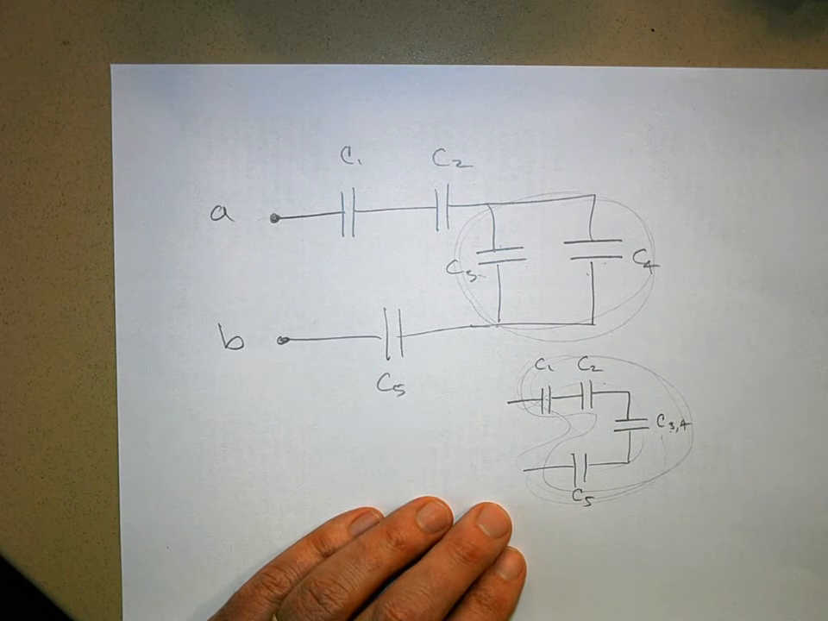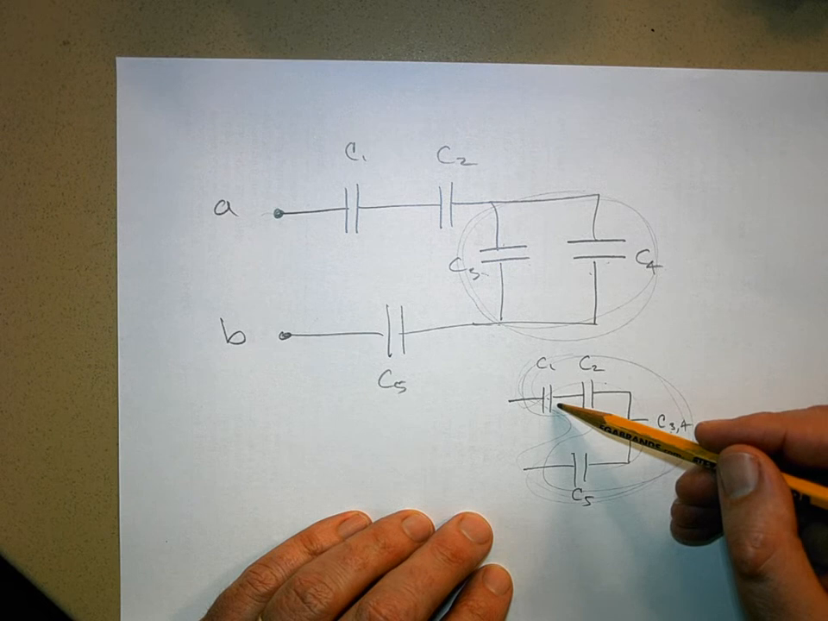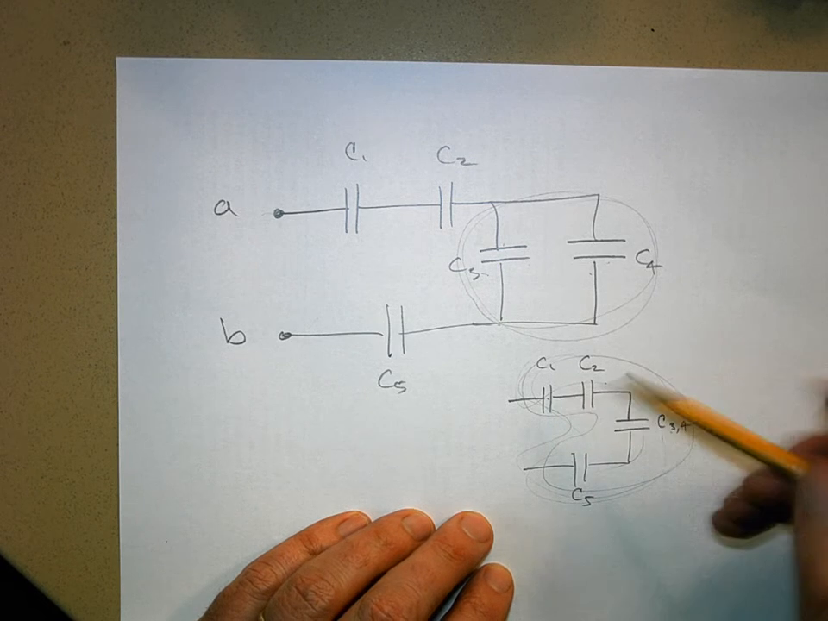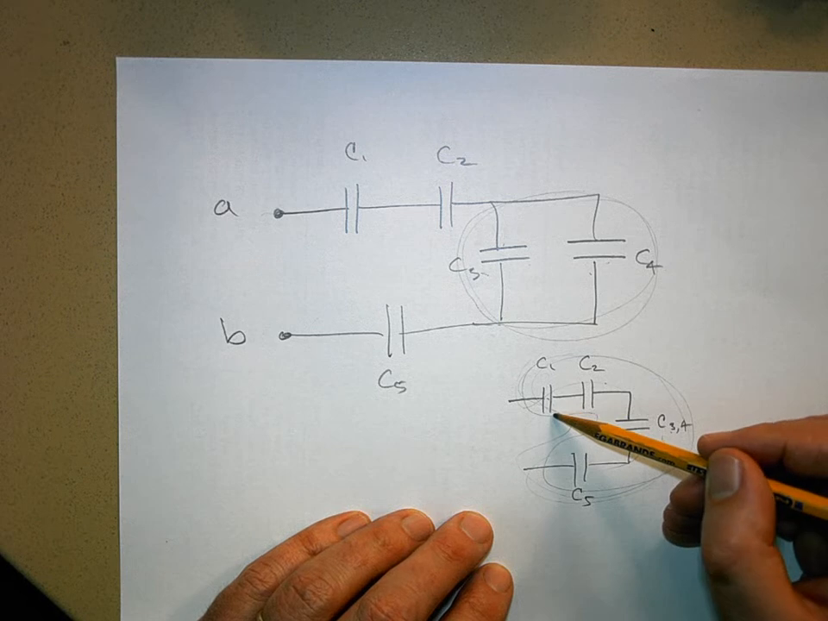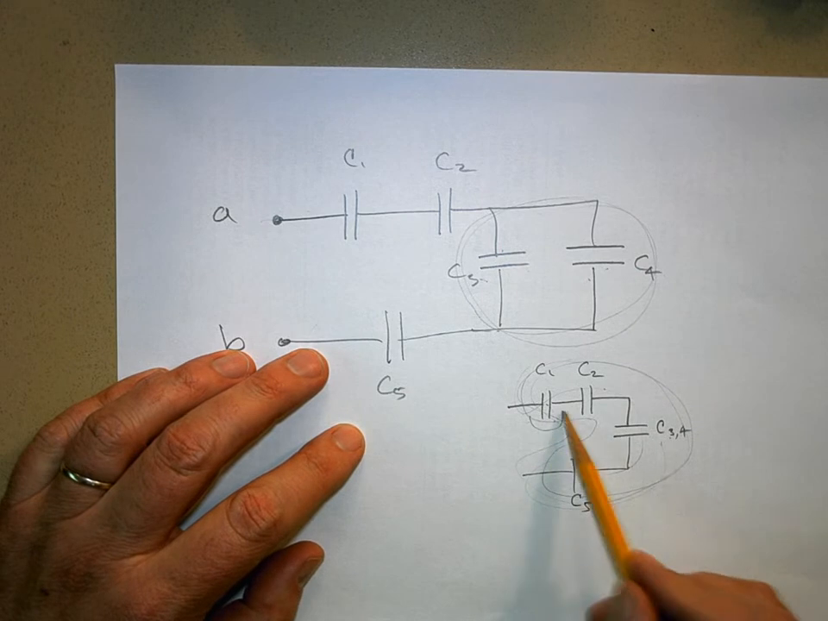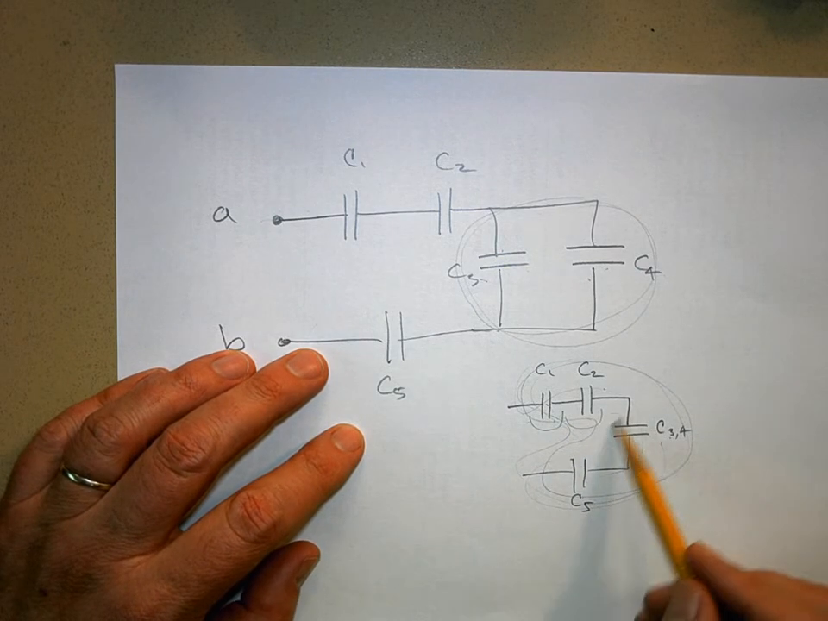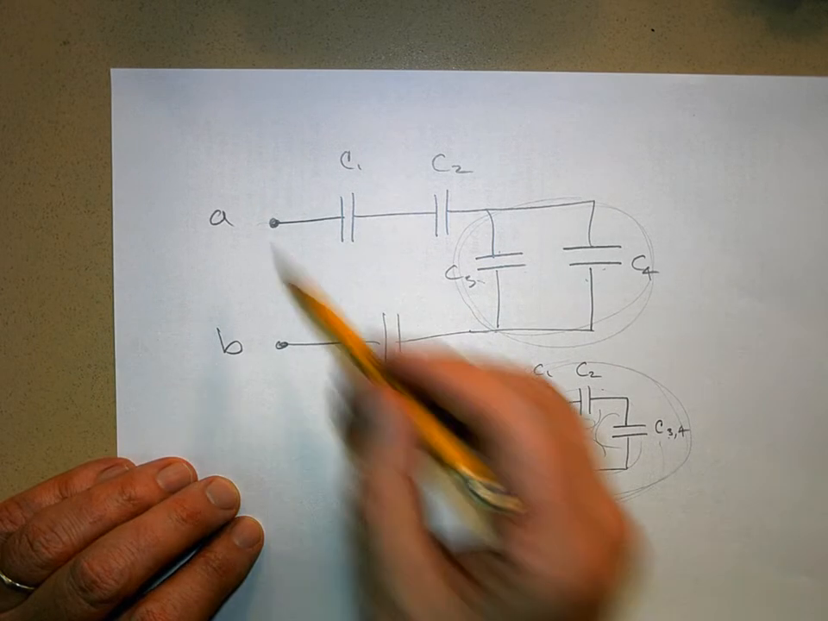Well, now I know the charge, and I know the capacitance. So guess what? If I know the charge and the capacitance, I can figure out the voltage. So now I know the voltage drop for this. I can figure out the voltage drop for this. I can figure out the voltage drop for this. Figure out the voltage drop for this. And it better all add up to the total voltage drop between A and B.